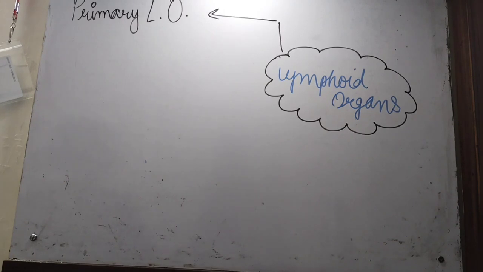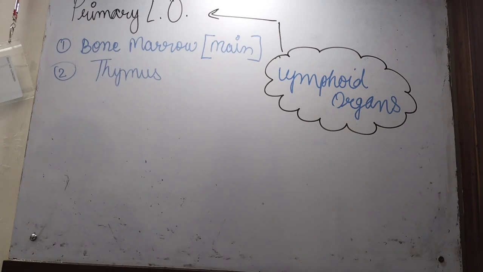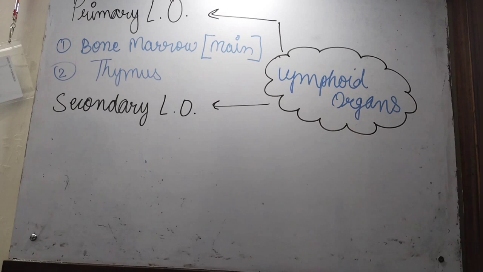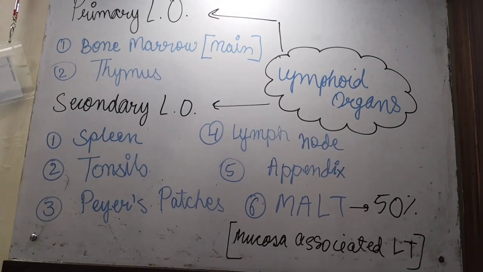The lymphoid organs are of two types. The primary lymphoid organs are the bone marrow, that is the main one, and the thymus gland. The secondary lymphoid organs are our spleen, our tonsils, Peyer's patches, lymph nodes, appendix, and MALT, that is mucosa associated lymphoid tissue, which forms 50% of our lymphoid organs.